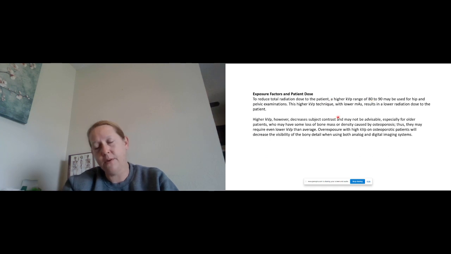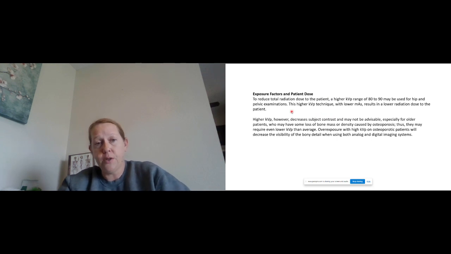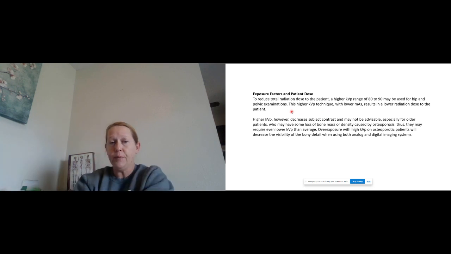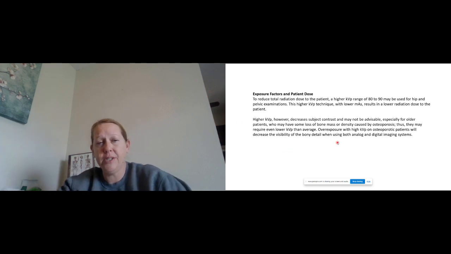So what we need to remember is the exposure factors and patient dose. To reduce the total radiation dose to the patient, a higher kVp range of 80 to 90 is used for a hip and pelvis. Higher kVp, however, decreases the contrast and may not be advisable, especially for older patients who have lost a lot of bone mass or bone density.